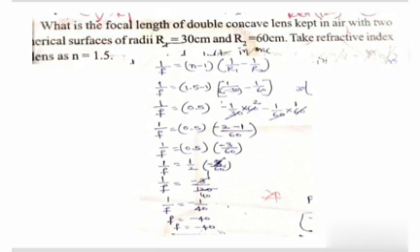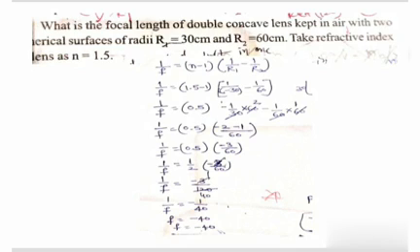In the previous activity we discussed the lens maker formula. From that formula they will also ask some problems. Now we will discuss one problem related to the lens maker formula. First I will explain the question.